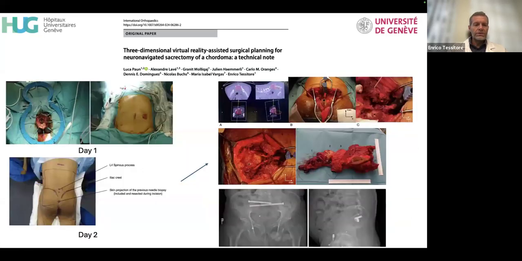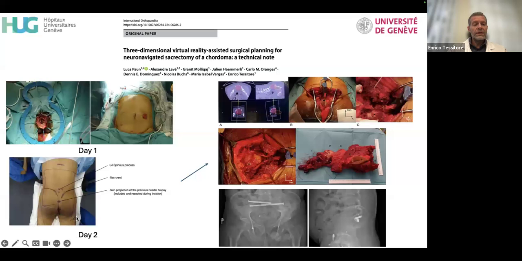The surgery was scheduled in 2 stages. The first one was an anterior approach done by our general surgeons, performing what we call an anterior release of the tumor and protecting the vessels and all the very important structures in the pelvis. The second stage was done by us.